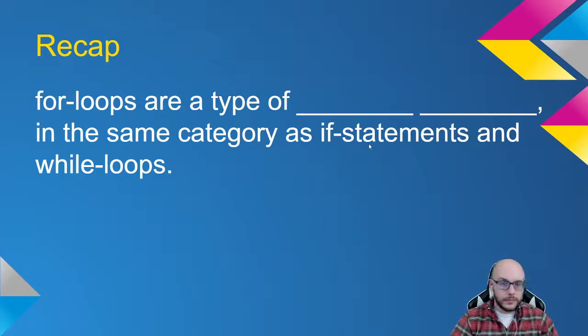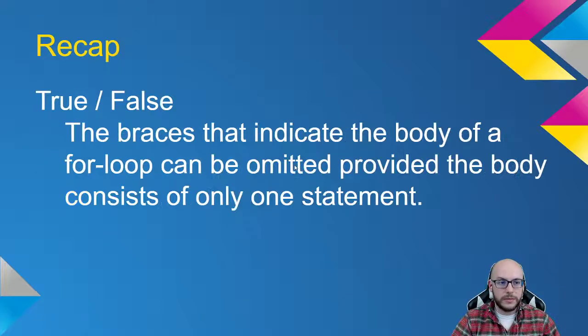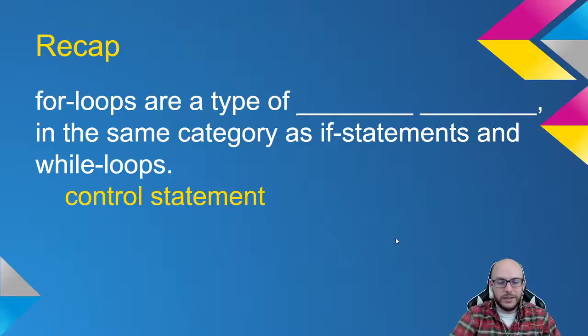Let's recap. For loops are a type of blank in the same category as if statements and while loops. For loops are a control statement. True or false, the braces indicating the body of a for loop can be omitted, provided the body consists of only one statement. This is true. This is a property of all control statements. It's the only reason why I even ask this question.